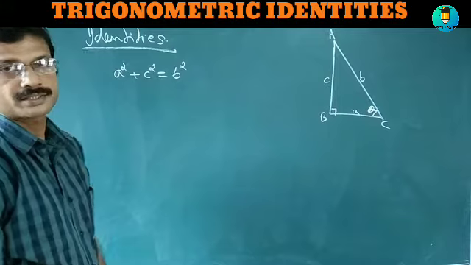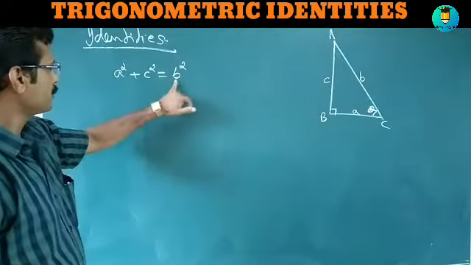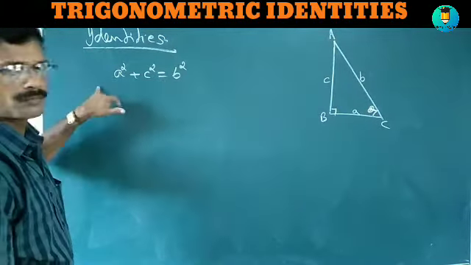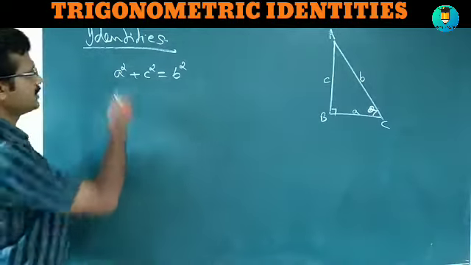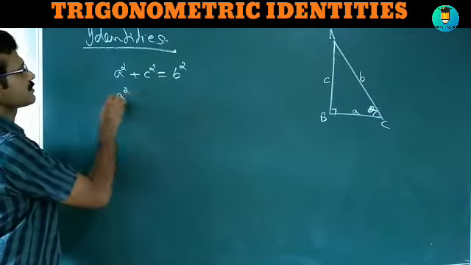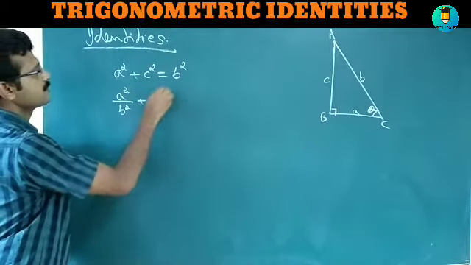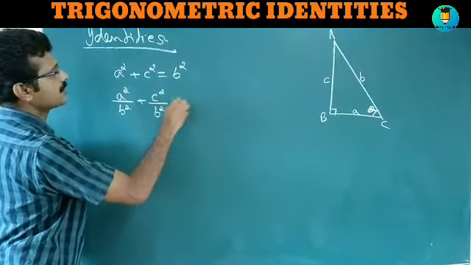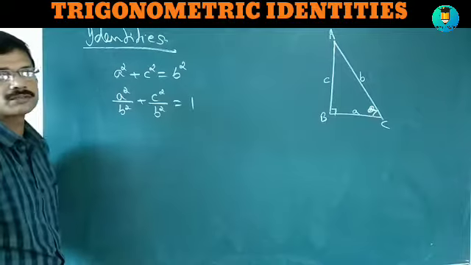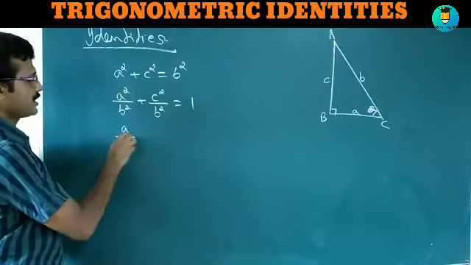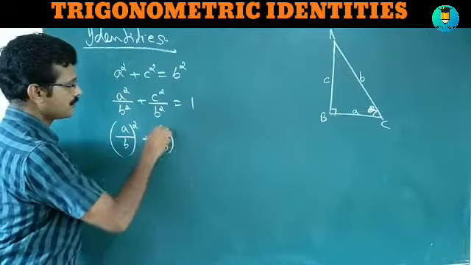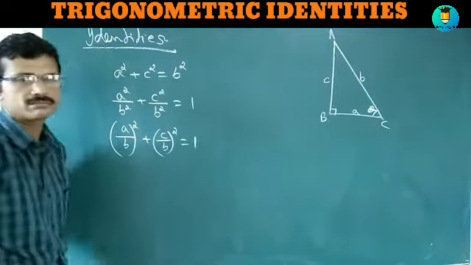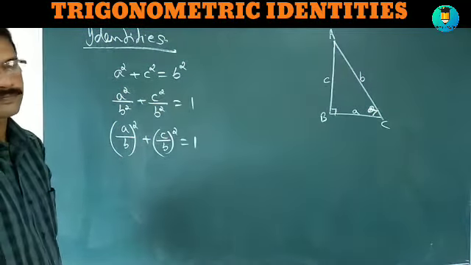Pythagoras theorem I applied. Now what I am going to do, I am dividing with the b square. If I divide with the b square, this becomes a square by b square, this becomes c square by b square, and b square by b square is 1. This can be written as a by b whole square plus c by b whole square is equal to 1.